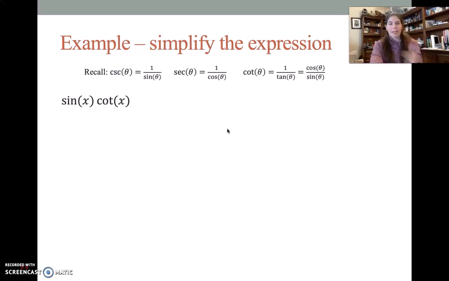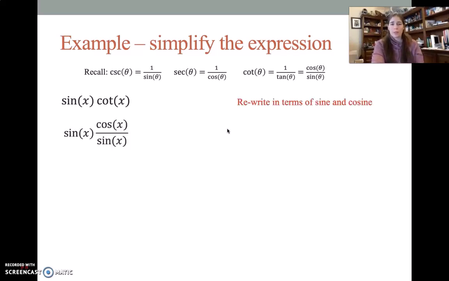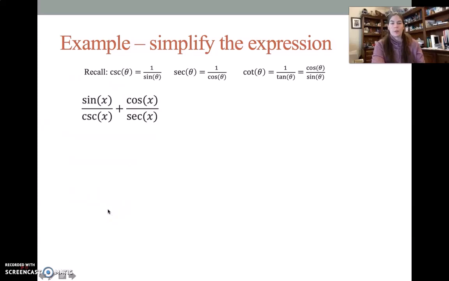My first step, again, is going to be to rewrite in terms of sine and cosine. Once I do that, I see that I actually have just sine divided by sine, essentially right there, which leaves just cosine. So we've taken this thing, which looks a little gross, and we've made it actually pretty simple. All right, let's try another one.